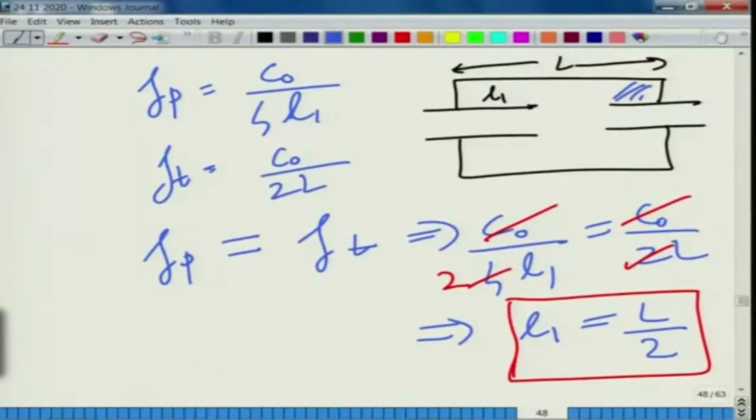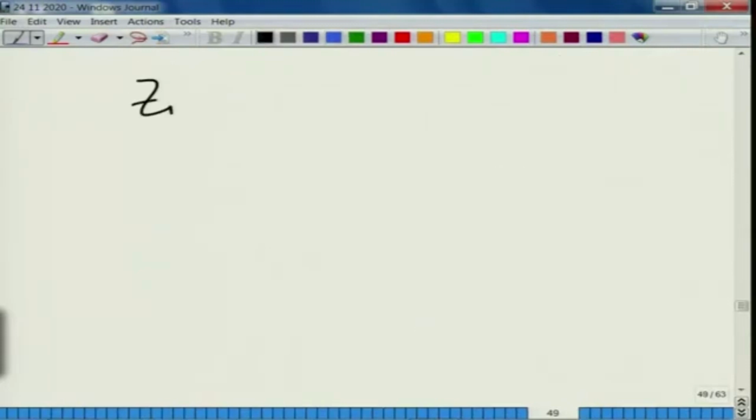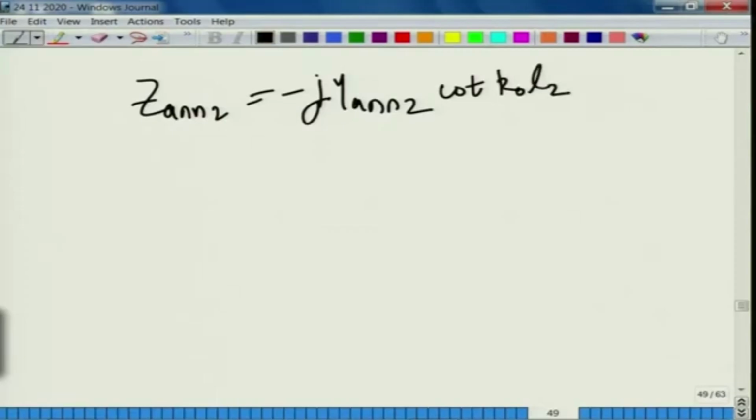Now, we can actually do a similar exercise for the annular cavity at the outlet, that is the cavity that is formed here. So, how do we go about doing it? Z2 is minus j Y2 into cot of k naught L2. Similarly, one needs to find out the frequency at which the annular cavity resonance occurs. So, this we need to find out, f p.